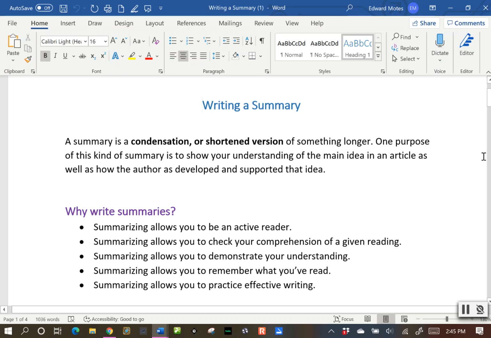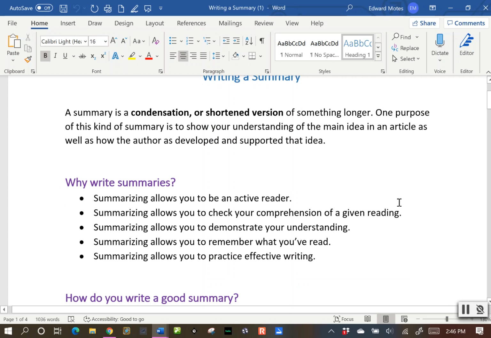So writing a summary is basically a shortened version of something longer. One purpose of this kind of summary is to show your understanding of the main ideas of the article and what the author is saying. It doesn't necessarily mean you agree with what the author said, it's just to make sure that you know what the author is talking about.